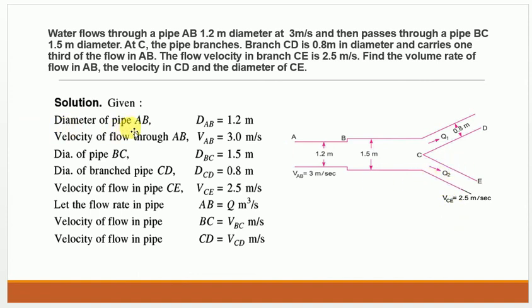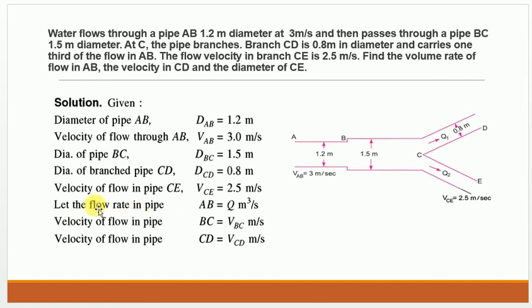So here the diameter of pipe AB is given as 1.2 meter. Velocity of flow through AB is 3 meter per second. Diameter of pipe BC is 1.5 meter. Diameter of branched pipe CD is 0.8 meter. Velocity of flow in pipe CE is 2.5 meter per second.